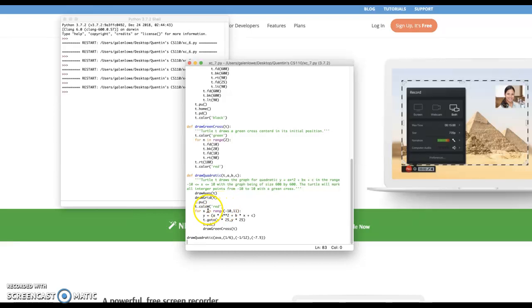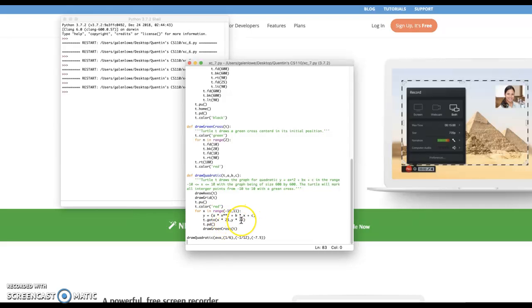And then during the range -10 to 11, which is basically -10 to 10, I use the equation here, which is ax squared plus bx plus c. And during -10 to 10, because 11 isn't included, the turtle follows this line, because I use the goto command so that it follows y, which is inputted as the equation.